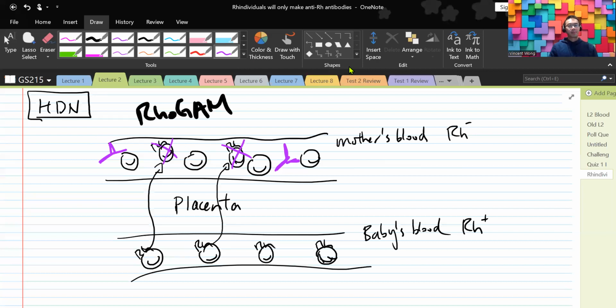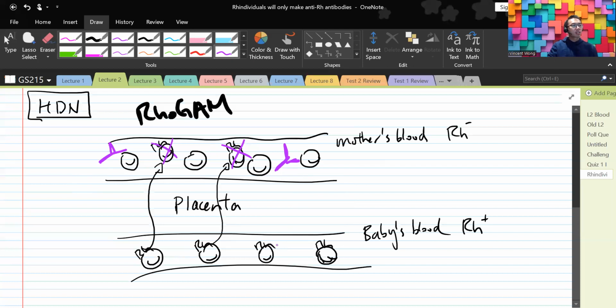Now you should be wondering, you should have a question about RhoGAM. You might be thinking, how come the RhoGAM does not go into the baby's bloodstream and attack the baby's cells? Remember, these are synthetic antibodies. The people who make it make it really big. They make the antibodies so big that they will not be able to cross the placenta. It will just remain in the mother's bloodstream, and it will not affect the baby at all.